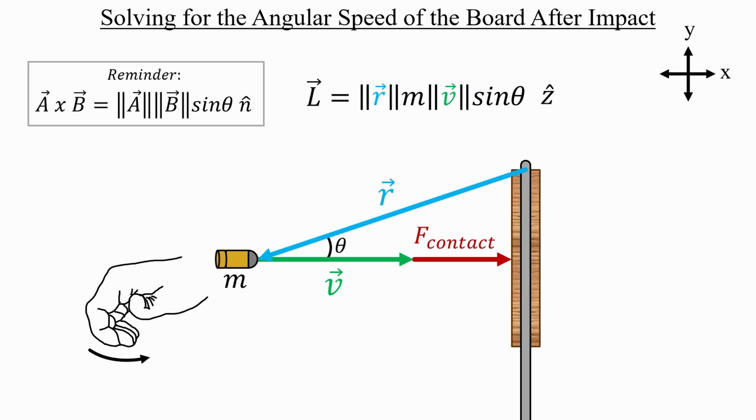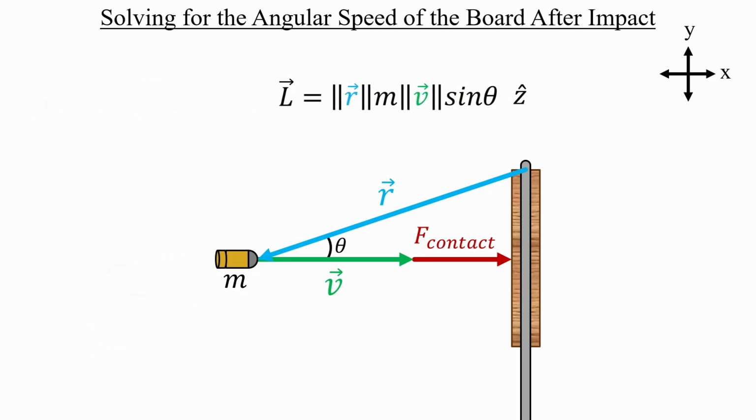So now we know the magnitude and the direction of the angular momentum vector. Let's say that r is the magnitude of the position vector and v is the magnitude of the velocity vector. Then we can rewrite our equation like this. There's a bit of a problem here, though. We don't know the value of r or theta. So we need to find a way to relate those to something else that we do know.